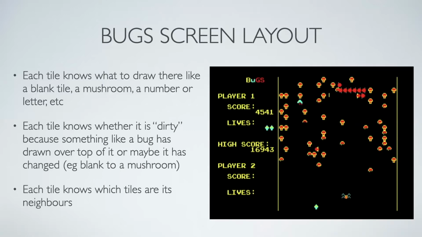A tile can also be marked dirty because its content has changed. Maybe a blank tile now has a mushroom in it, or maybe the tile has a number in it to display the score, and the score has changed. Tiles know the tile numbers of their immediate neighbors. This is important so the game can mark all of the dirty tiles when a large bug is drawn over top of a number of tiles.